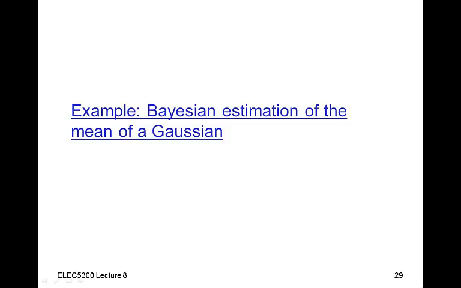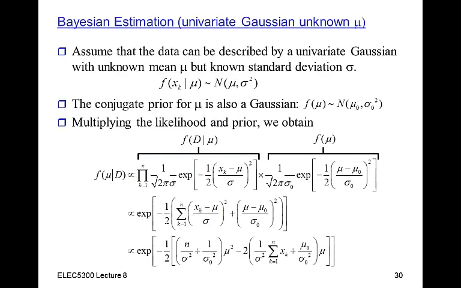This is part 5 of lecture 8 of Elect 5300. In this part we'll be looking at another example of Bayesian estimation, in particular the Bayesian estimation of the mean of a Gaussian with known variance.